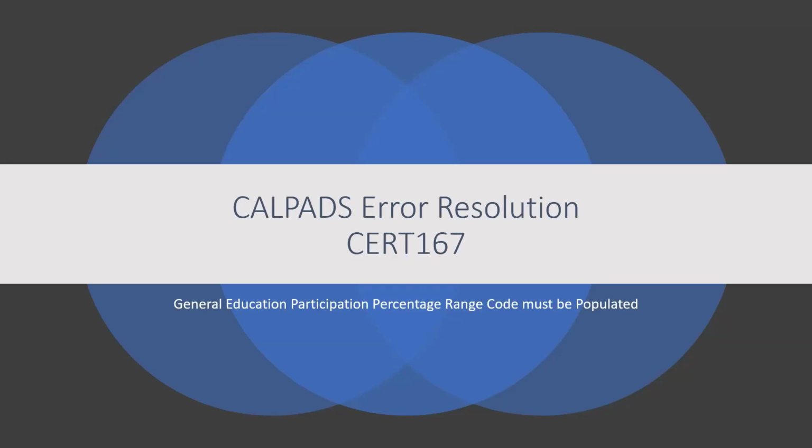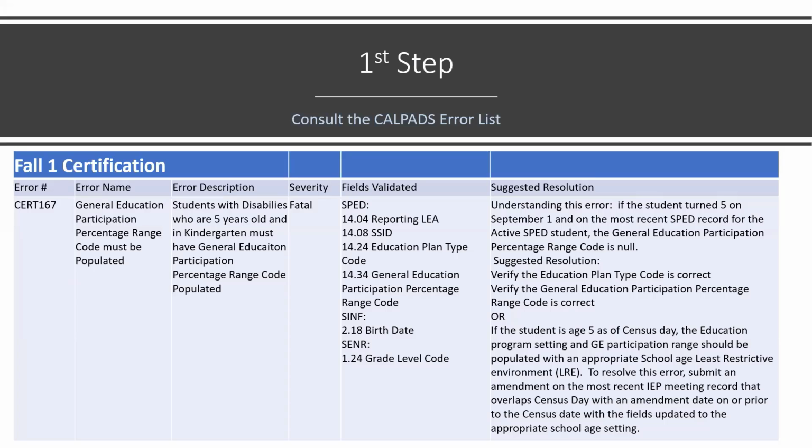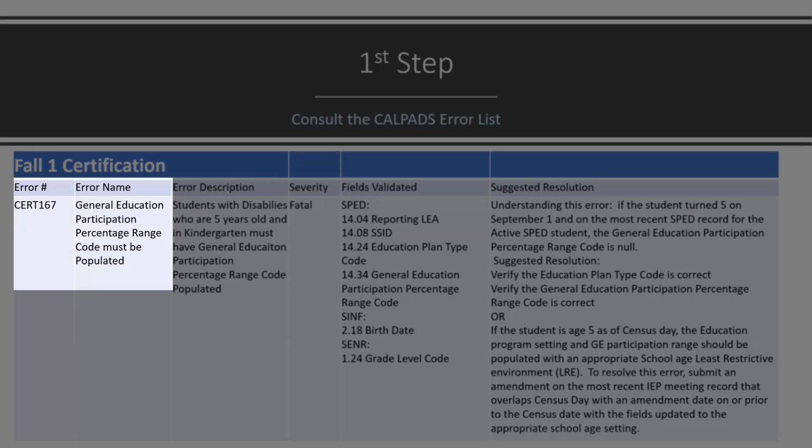CALPADS Error Resolution CERT167. General Education Participation Percentage Range Code must be populated. So as always, we advise that the first step when troubleshooting any error in CALPADS is always to consult the CALPADS error list. And here you have the excerpt for this error description before you. You use the two columns on the left, the error number and the error name, to identify the reference material to diagnose your error.